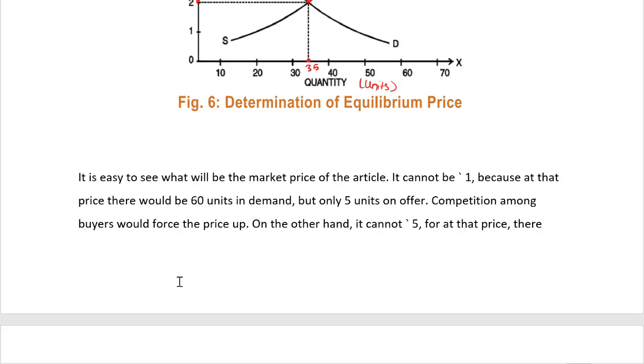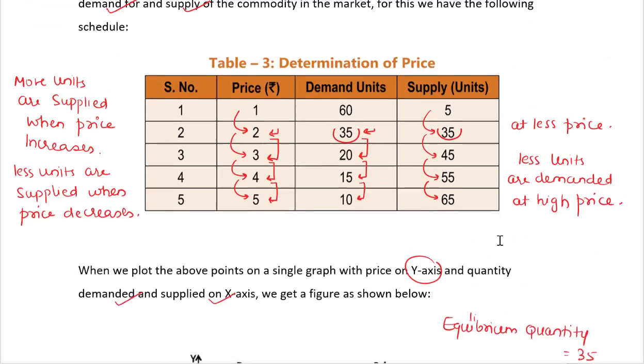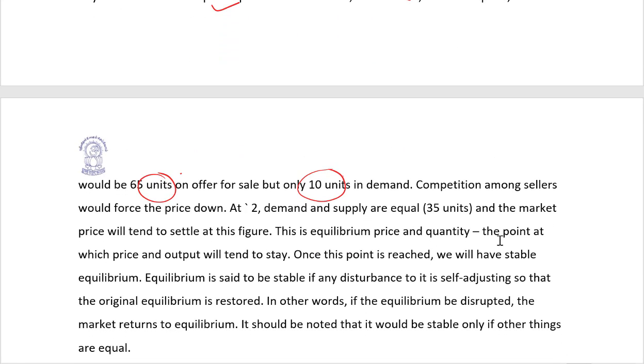It is easy to see what the market price of the article will be. It cannot be 1 rupee. Why? Because at that price there would be 60 units in demand but only 5 units in supply. Competition among the buyers would force the price to go up. On the other hand, it cannot be 5 rupees. Why? Because at that price there would be 65 units on offer and only 10 units in demand. Competition among sellers would force the price to come down.